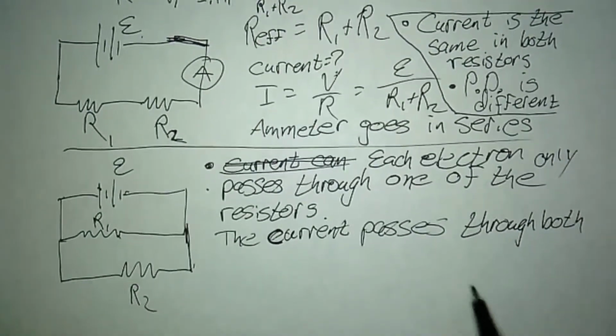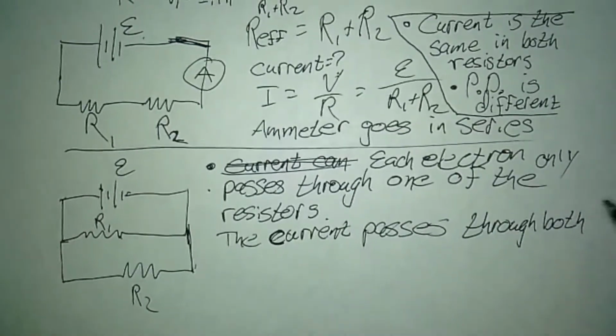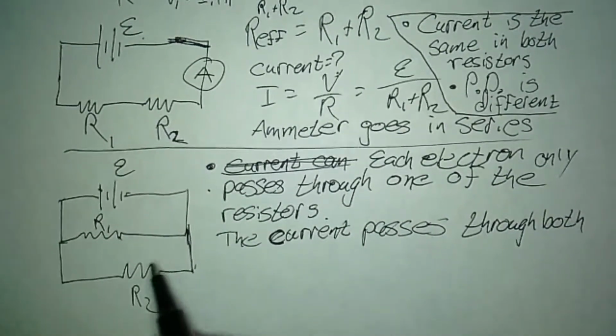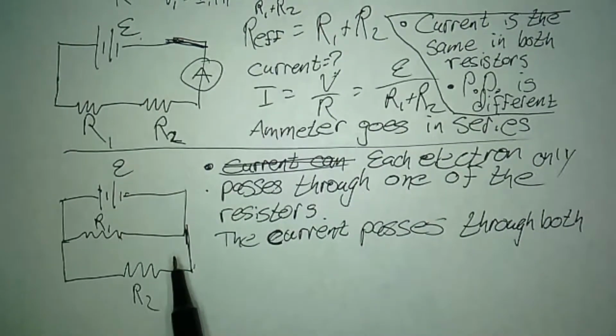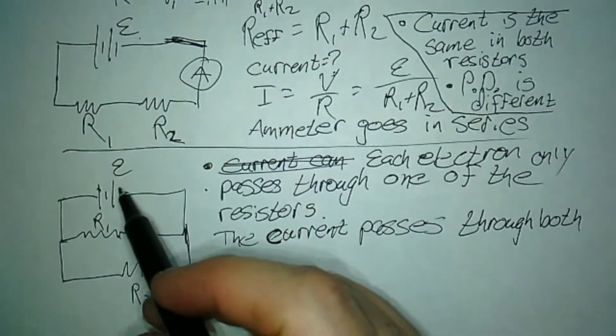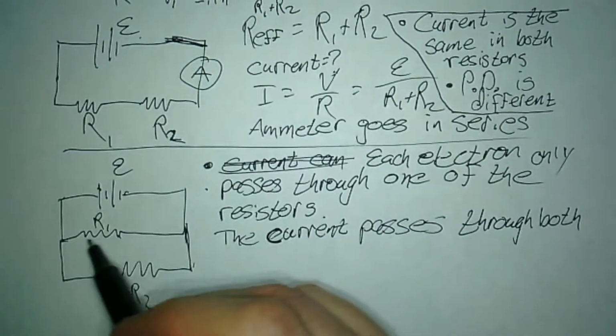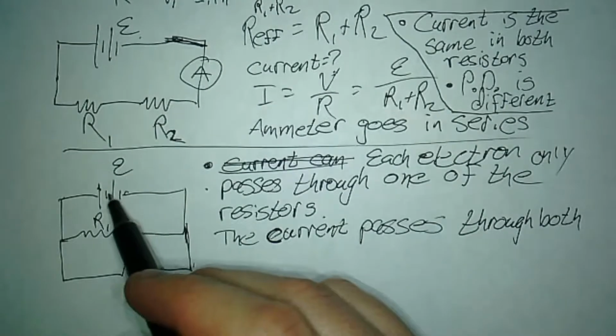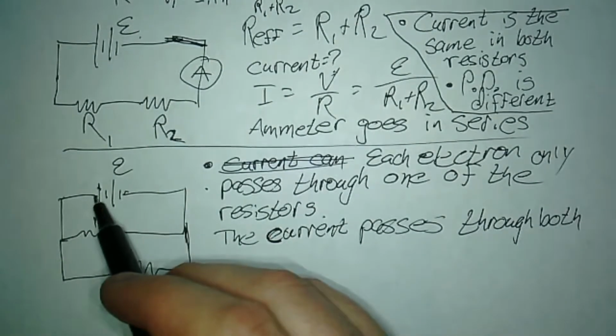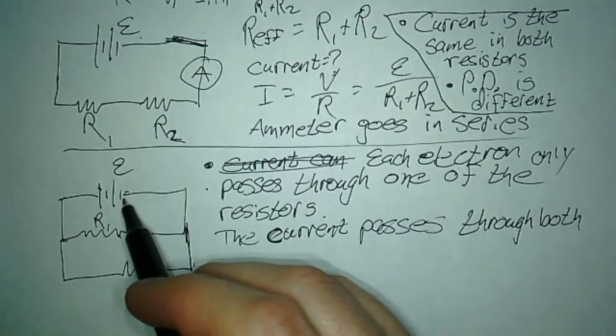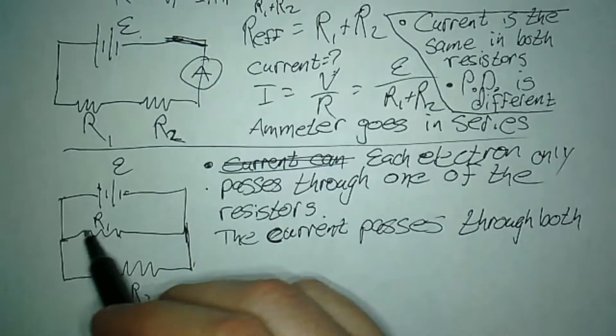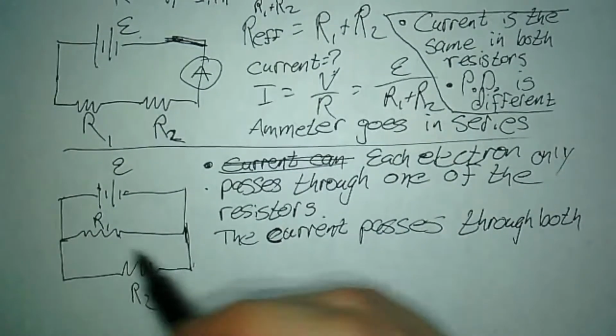All right, back to parallel resistors. So the current passes through both resistors. What's the potential difference across both resistors? Well, if we follow each path separately, because the electrons have to be back at 0 volts when they come back to the battery, then it must lose the whole potential difference of the battery in the resistor.